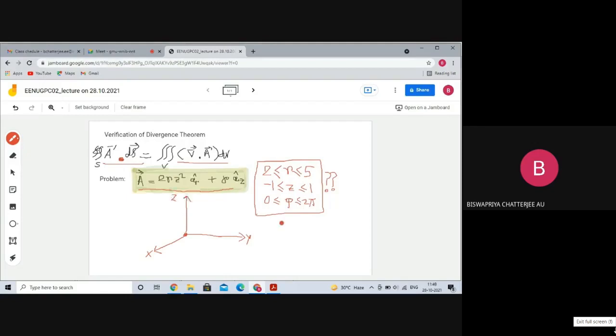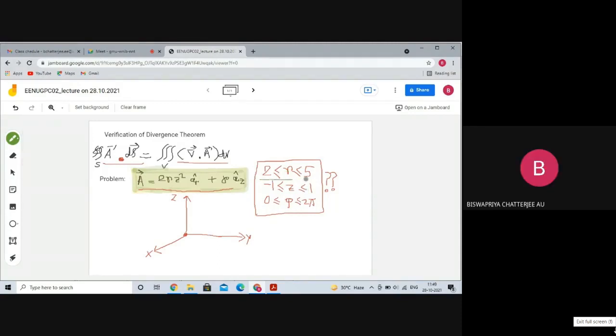So your first, if you look at this one first, then phi rotates. Okay, let us come to it first. Am I audible? Yes, sir. Okay, so let us go to this first.